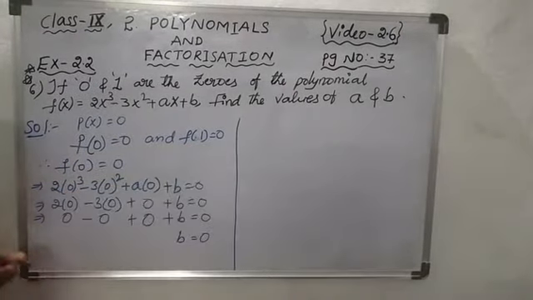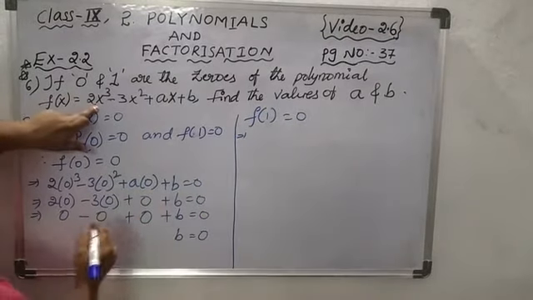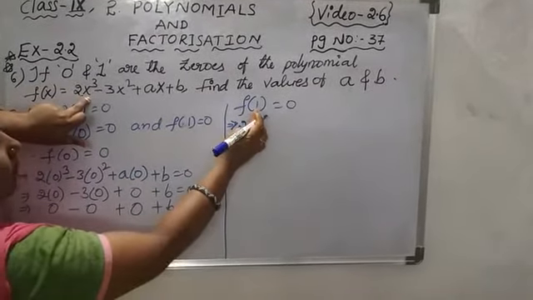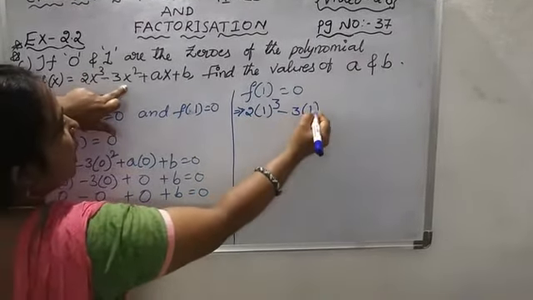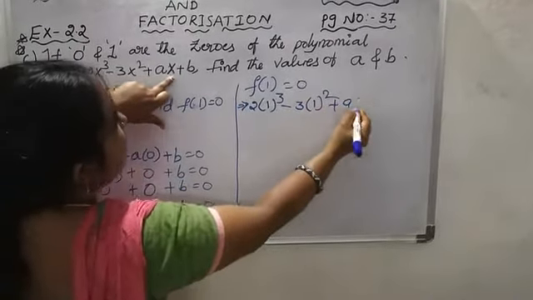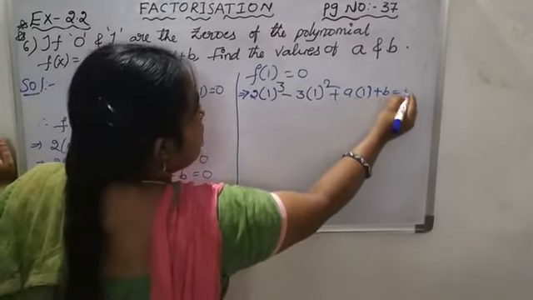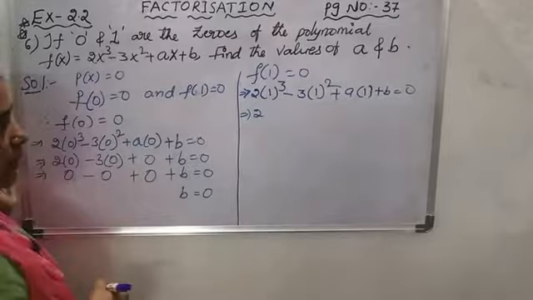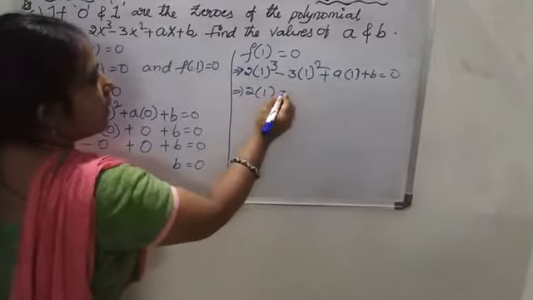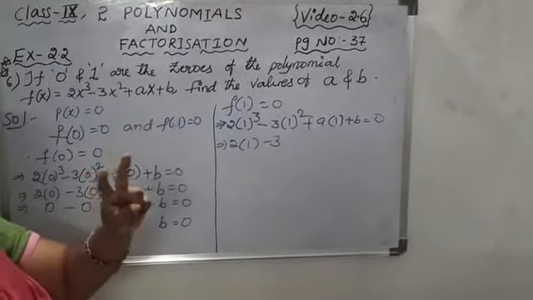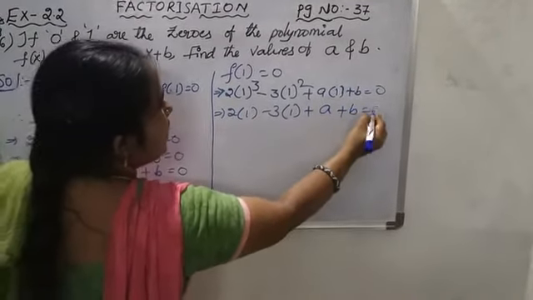Now coming to find the next value, that is a. How? We know one more hint: f of 1 is also equal to 0. Take the polynomial 2x cube. In the place of x we replace 1: 2 into 1 whole cube minus 3 into 1 whole square plus a into 1 plus b is equal to 0. 1 can be multiplied 3 times: 1 ones are 1, 1 ones are 1. Minus 3, 1 can be multiplied twice: 1 ones are 1. Plus a ones are a. Plus b is equal to 0.